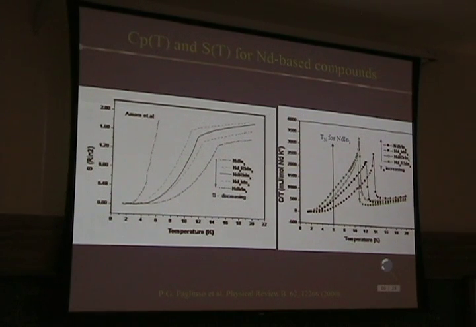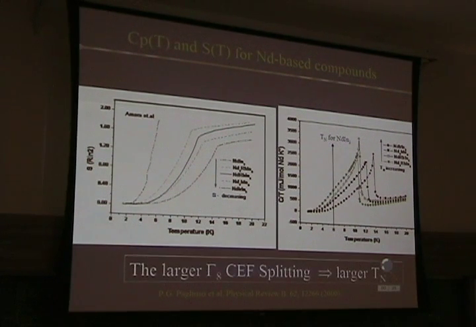So if you look at the compounds here, the sequence in which the entropy at T_N is decreasing is the same sequence in which T_N is increasing. So what's going on? When you go from cubic to tetragonal, we know that the quartet should be split. And recovering less entropy means that you have a higher splitting of that Gamma 8. So the larger the Gamma 8 crystal field splitting, the larger is the Néel temperature for this material. So it's a very local, simple physics, right?